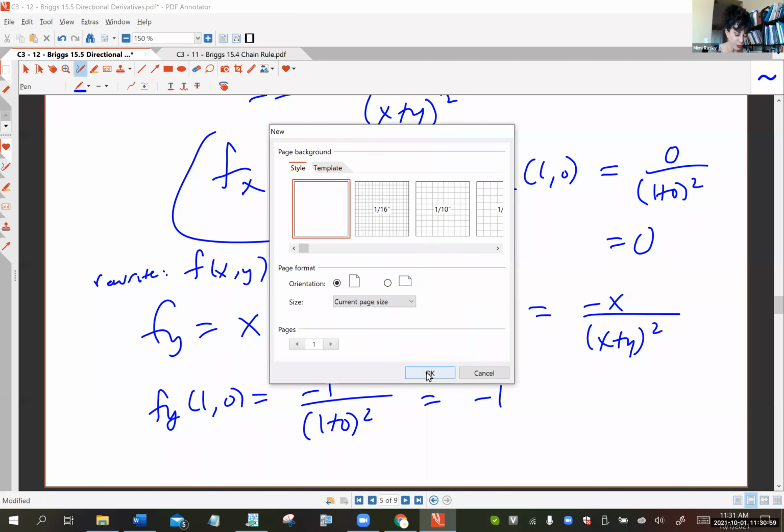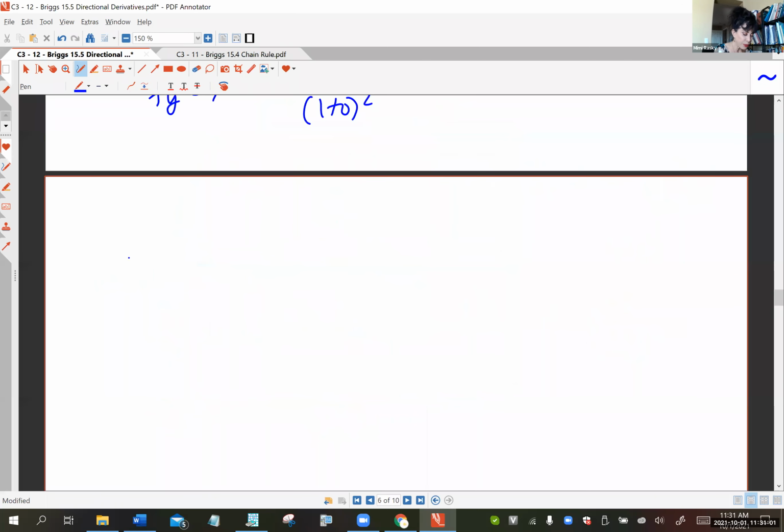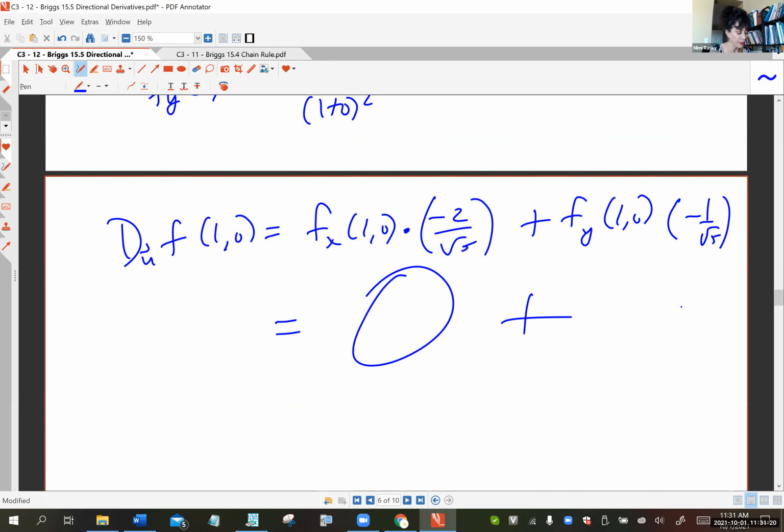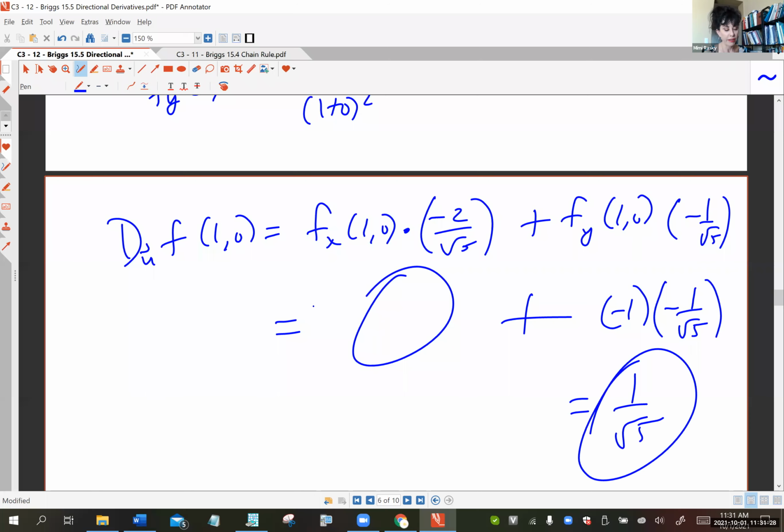Now you're ready to finish this problem out. Because your directional derivative, your du, at the point 1, 0, is going to be fx at the point 1, 0, times your first component of your little unit vector, plus fy evaluated at the point 1, 0 times -1 over square root of 5. So this was a big fat 0. This was -1 times -1 over square root of 5. And your final answer is 1 over square root of 5.